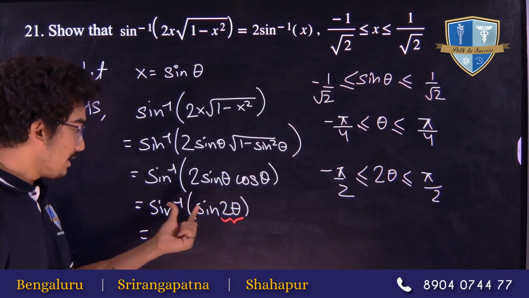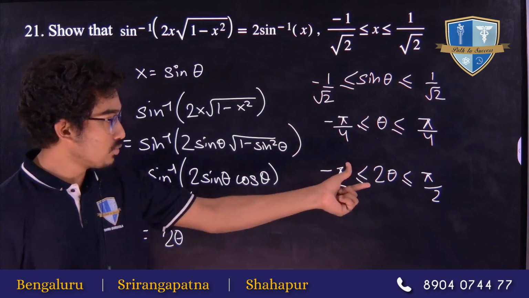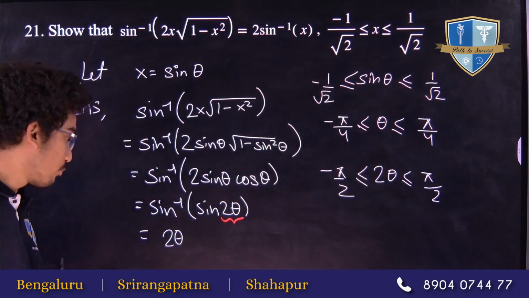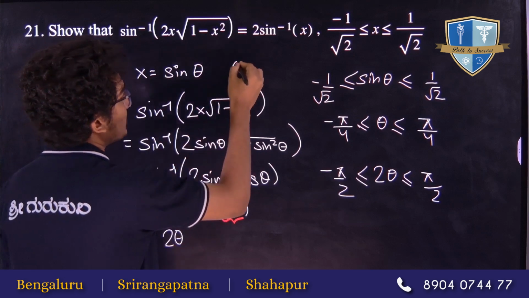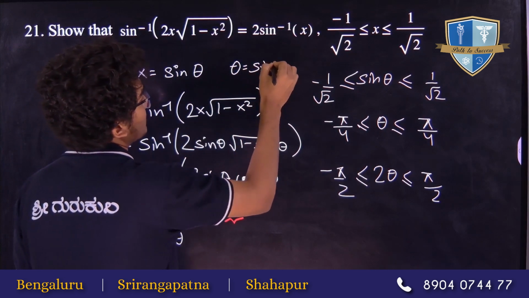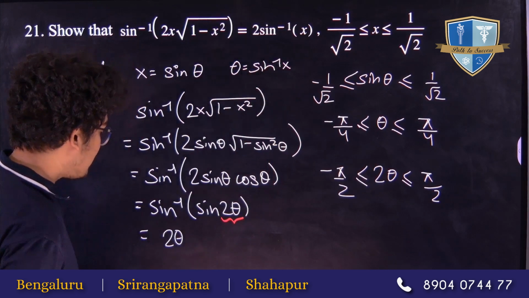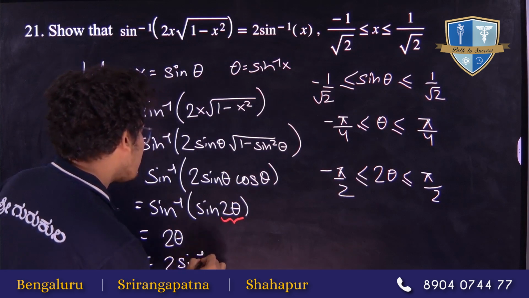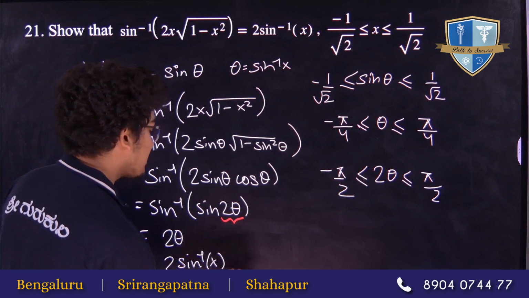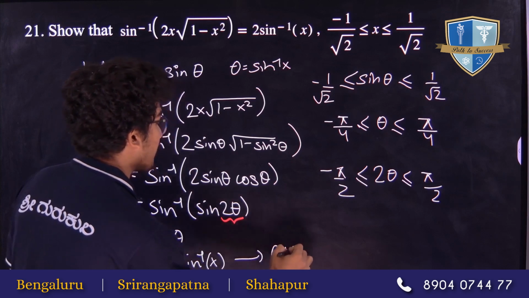So this we can write directly as 2 theta when 2 theta is between minus pi by 2 to pi by 2. Now if x is equal to sine theta, it means theta is equal to sine inverse of x, correct? So if theta is equal to sine inverse of x, this will become 2 times sine inverse x, which is our RHS. Hence proved.